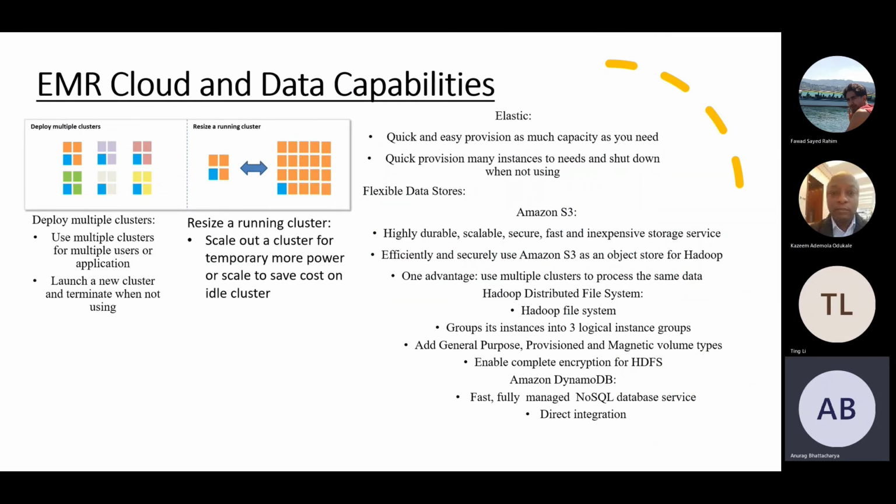Cloud and data capabilities. There's many different ways, but there's 2 main ways for adding or deducting capacity. One is called deploy multiple clusters. Using multiple clusters for multiple users or applications, you launch a new cluster and terminate the one that's not being used. Next is resize a running cluster. You're able to scale out and in a cluster, either temporarily for more power or scale in to save cost. There's also different types of data stores like Amazon S3, Hadoop Distributed File System, and Amazon DynamoDB.